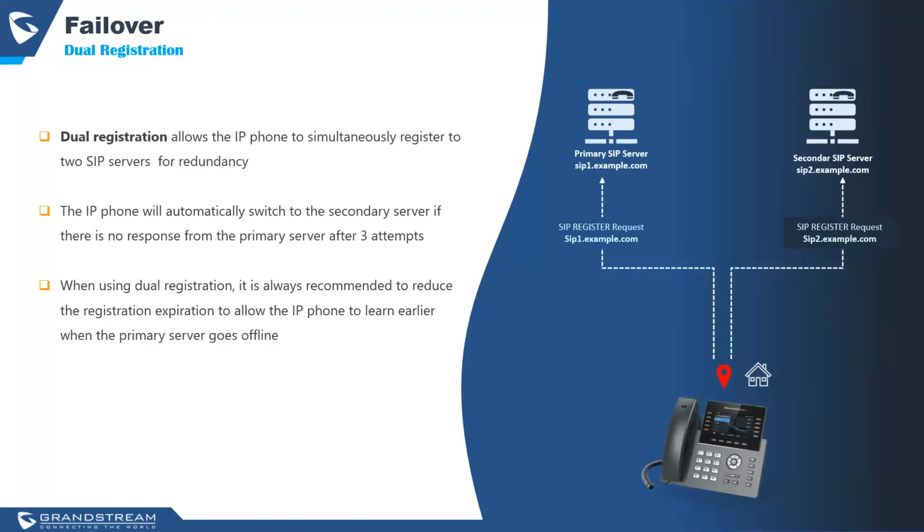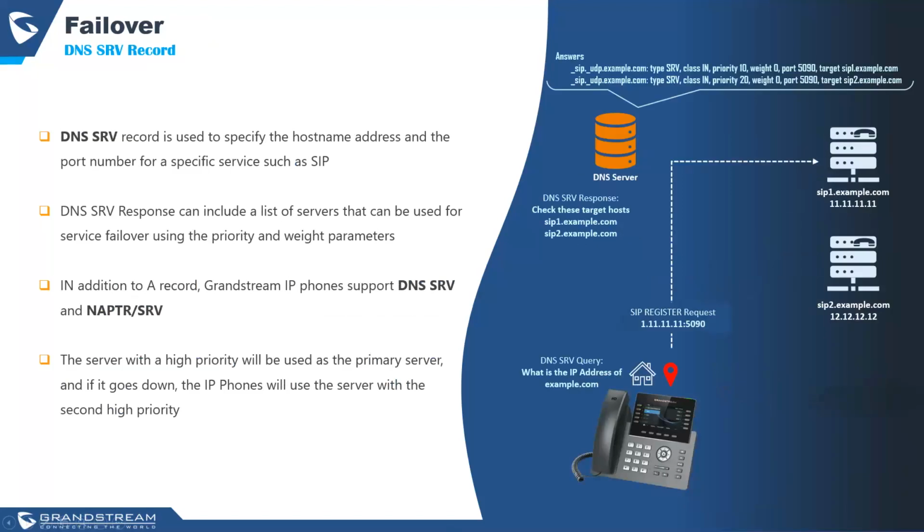And to allow the IP phones to detect when the primary server goes offline, it is always recommended that you reduce the registration expiration on the IP phones. And I'm going to show you how you can do that. And this will make the phone register more frequently and eventually check if the server is still online.